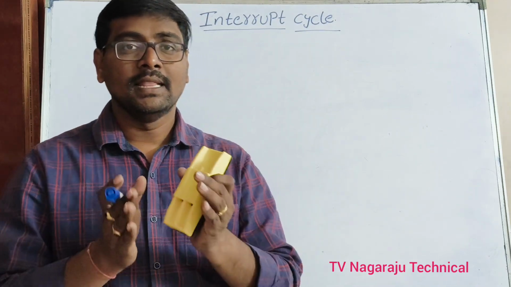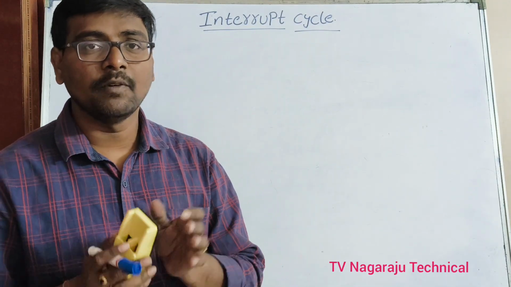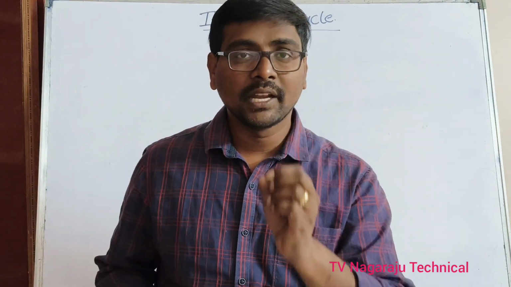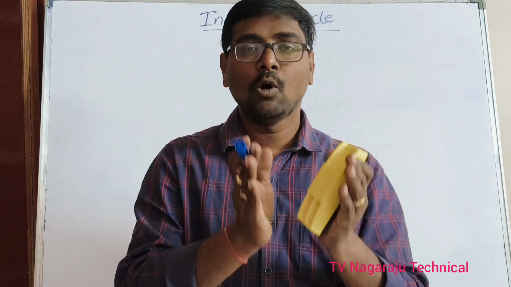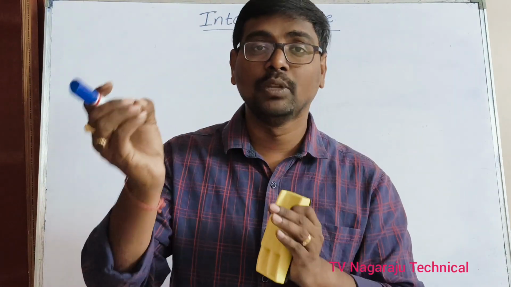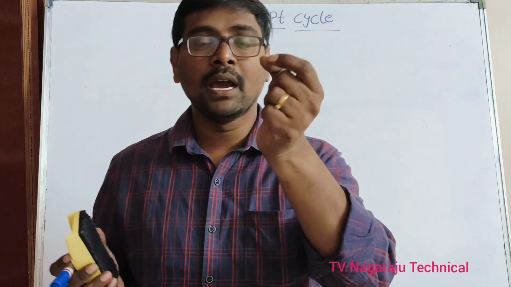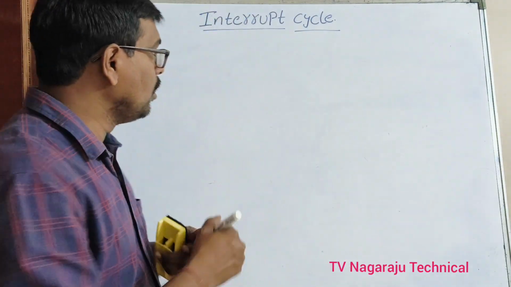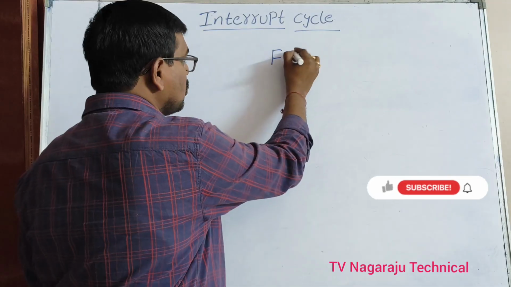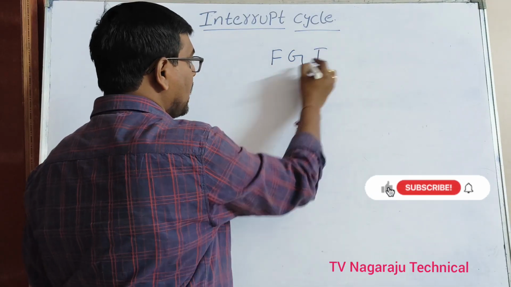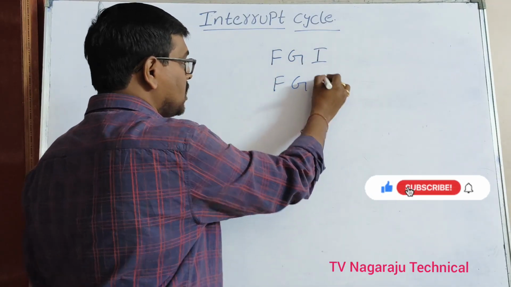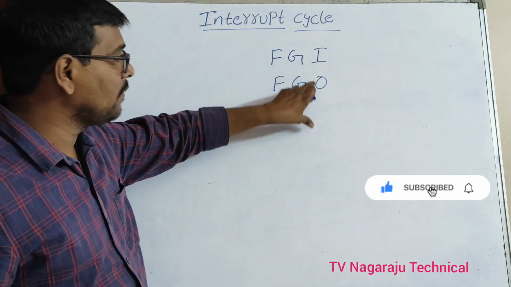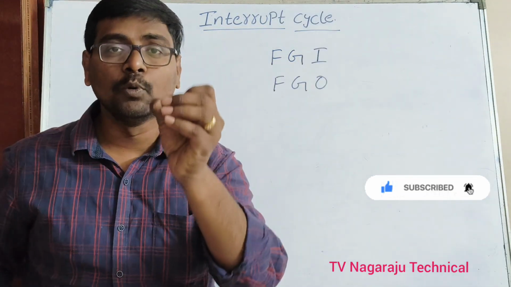Welcome to our channel. In this session, we will discuss the concept of interrupt cycle. Before that, we already know how the data is transferred through registers, that is INPR, the input register, and OUTR, the output register. We know the registers are associated with flip-flops FGI and FGO. So FGI and FGO are input-output flags.